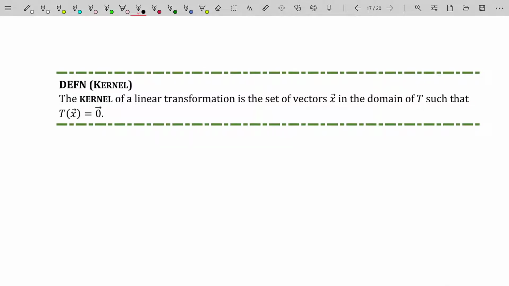Another thing I should mention here is the kernel of a linear transformation is a subspace, and the range of a linear transformation is also a subspace because, again, kernel is the null space and range is the column space, and those are already subspaces. So just letting you know, those are going to be subspaces.